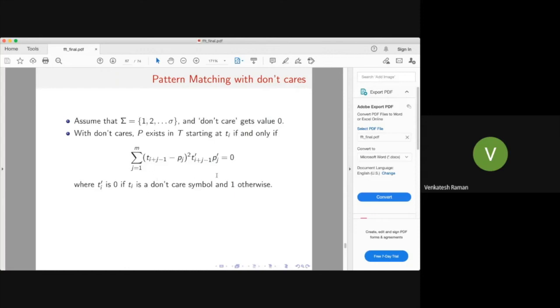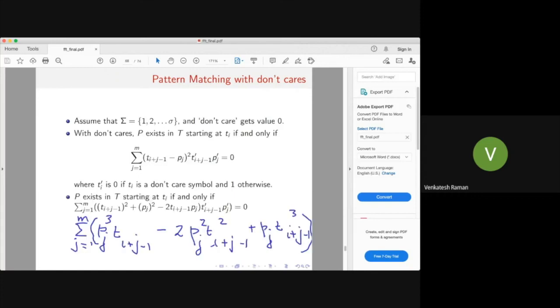Once they observe this, you expand it out, and it turns out to be something you can put into some polynomials and compute in order n log n time.